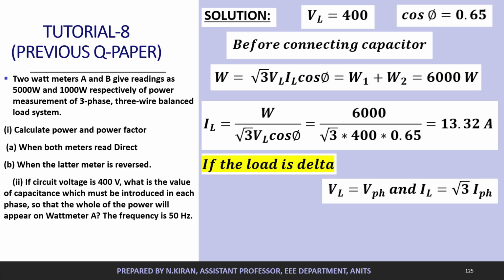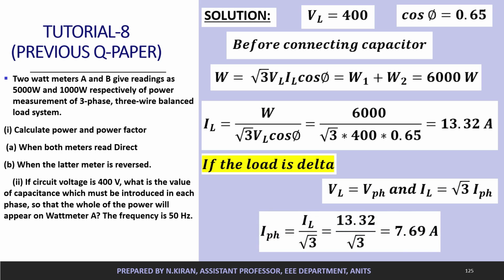So in delta connection, the magnitude of line voltage is equal to the magnitude of phase voltage, and the magnitude of line current is root 3 times the magnitude of phase current. So I phase will be IL by root 3. We know the IL value to be 13.32. So that will give me the value of phase current to be 7.69 amps.